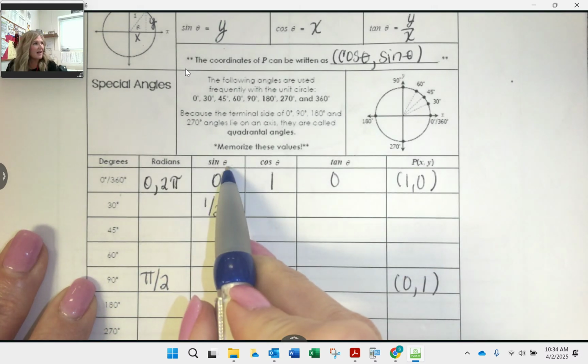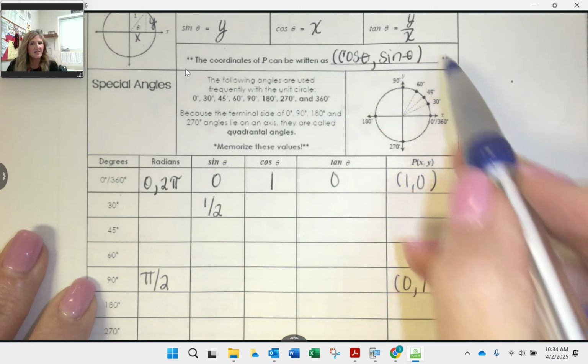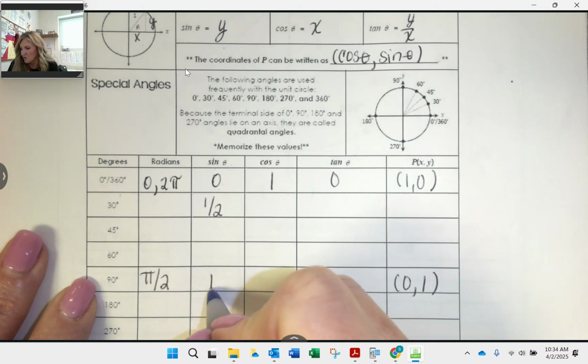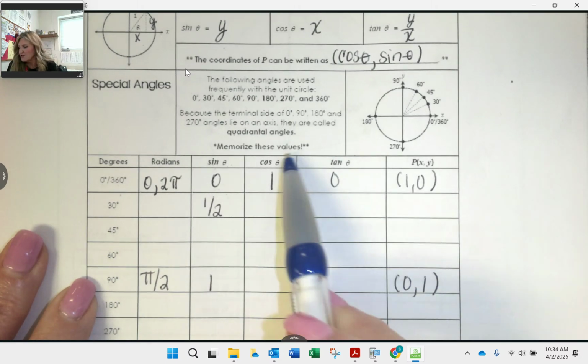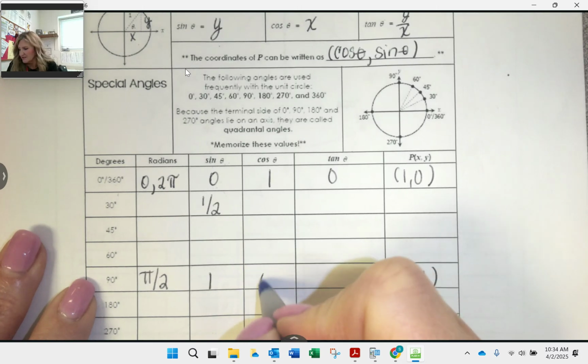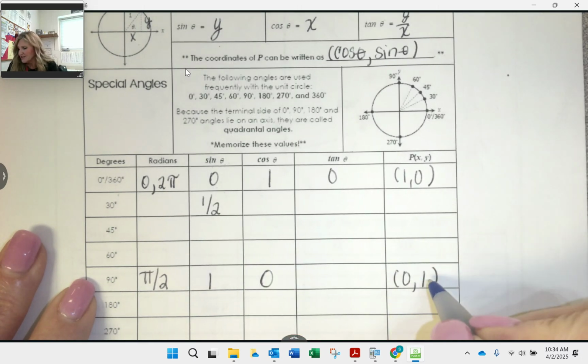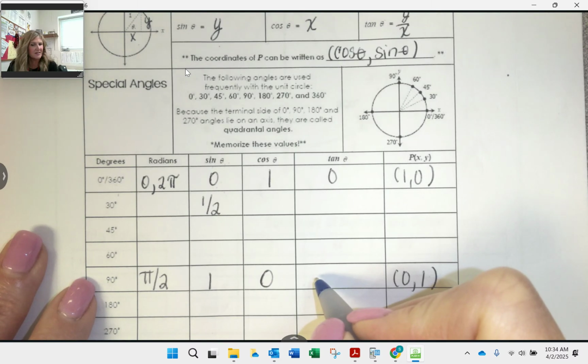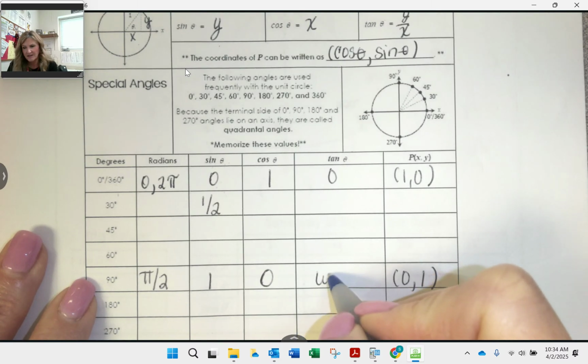Okay, now I want the sine right there. So the sine is just going to be what? The x or the y? The y. So Brendan, what's the y? So it's going to be 1. The cosine right there is going to be the x value, which is 0. The tangent is y over x. So what's the tangent of 90 degrees going to be? Undefined.